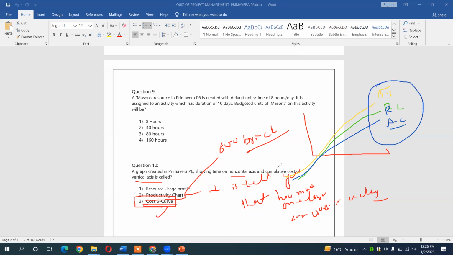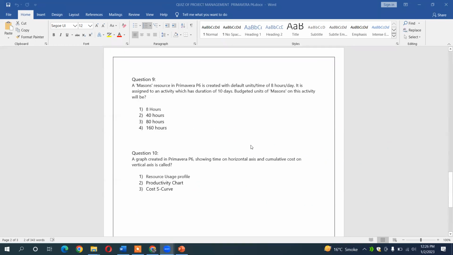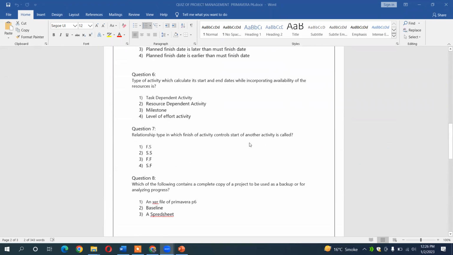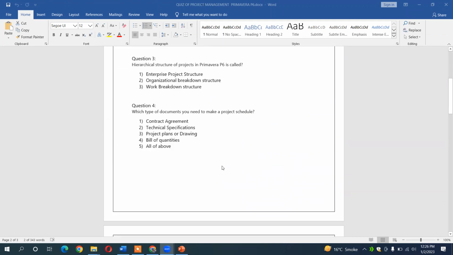And you are watching this horizontal axis, and the cumulative cost on the vertical axis. This is the cost S curve, and it is normally used in the histogram as well. So these are the 10 important questions, very important questions for P6.